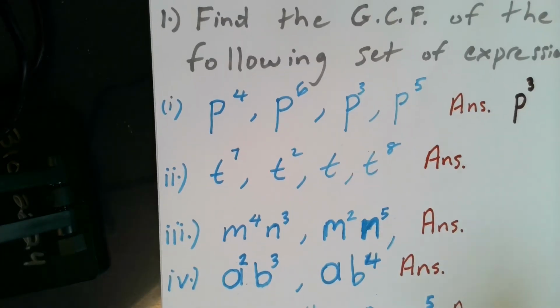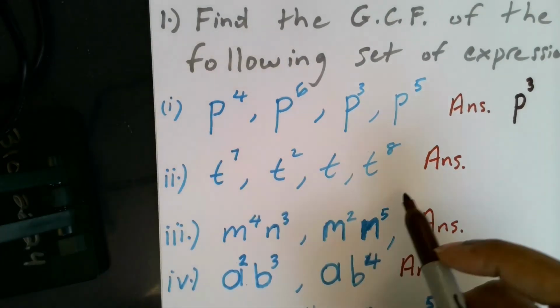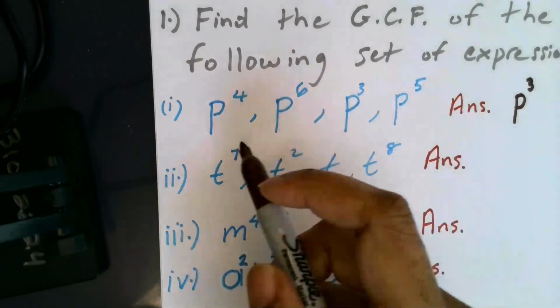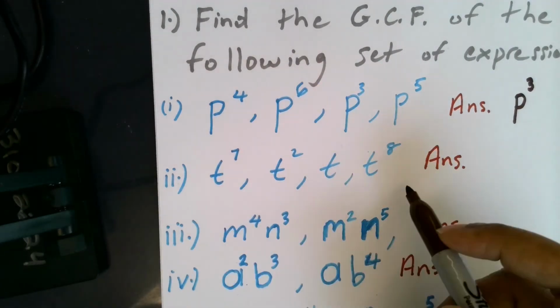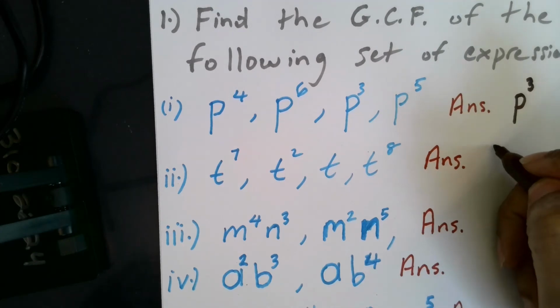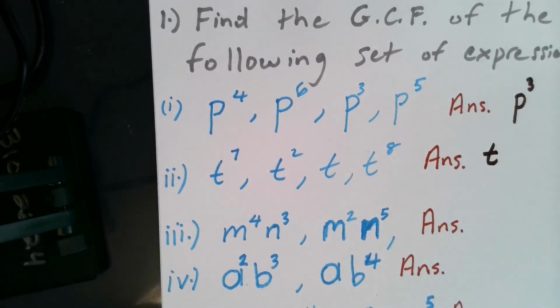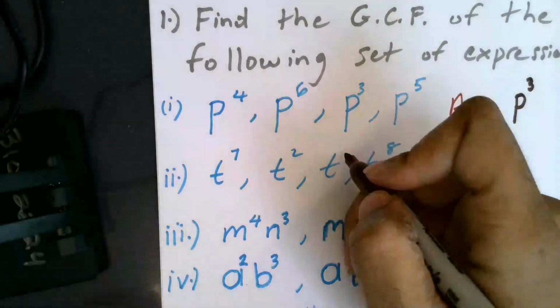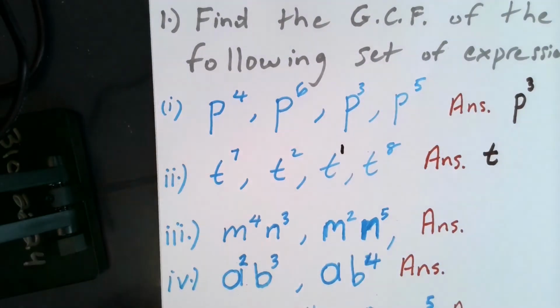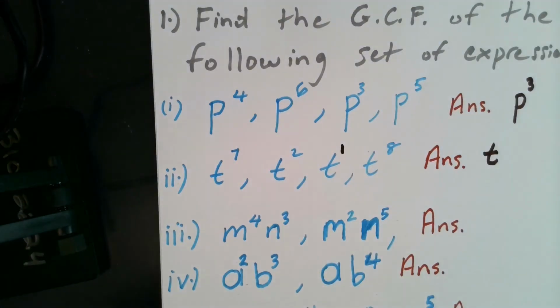All right? The greatest common factor of these 4 expressions is t. All right? Because t has the smallest exponent, which is actually 1 in this case.